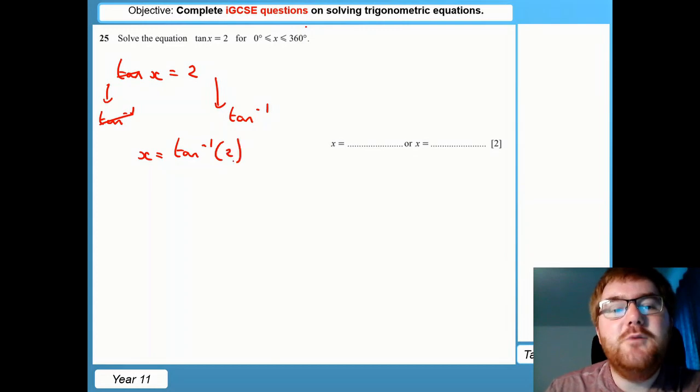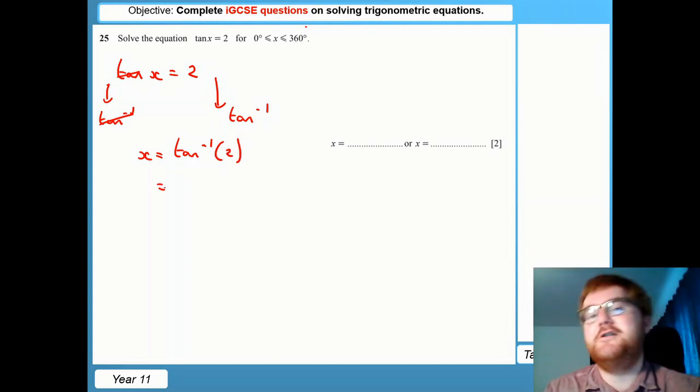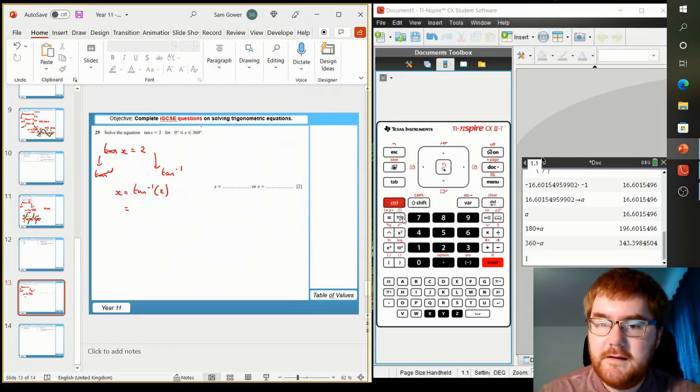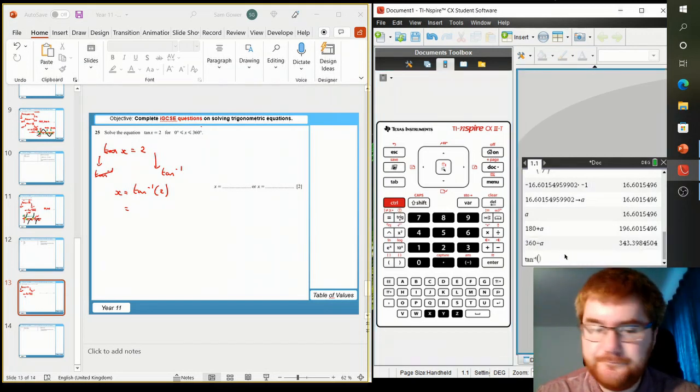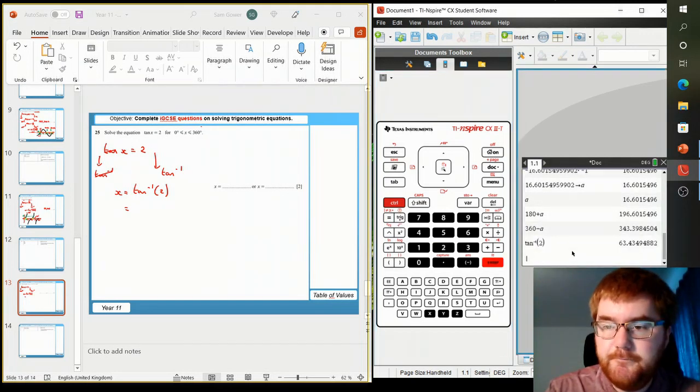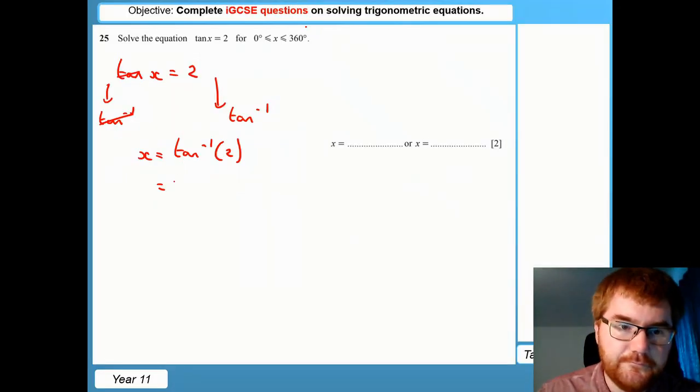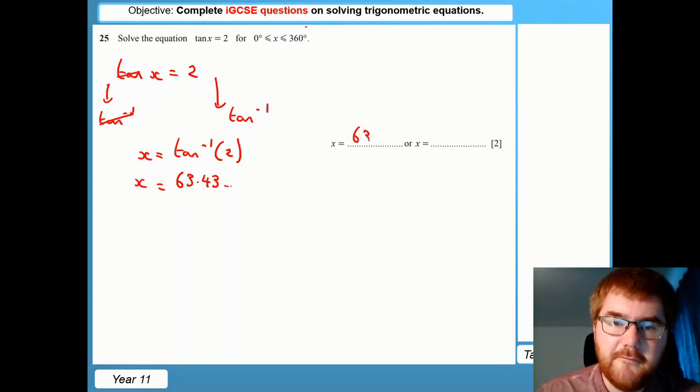And unfortunately, this is one I can't do in my head, so I'm going to go to my calculator. So let's do tan inverse this time of 2. That gives me 63.43 dot dot dot. So my first answer will be 63.4.